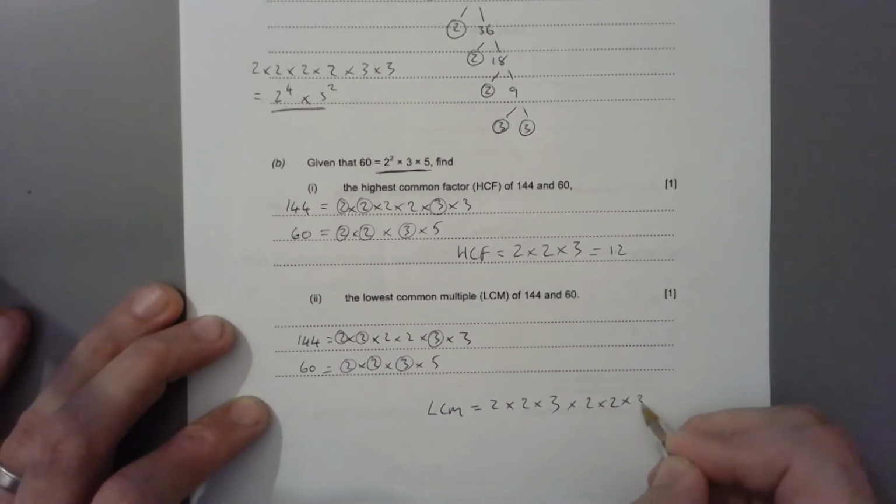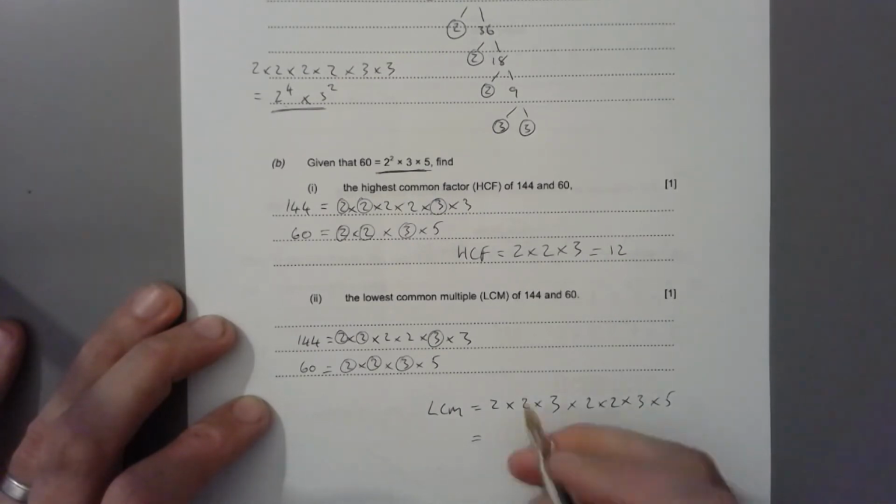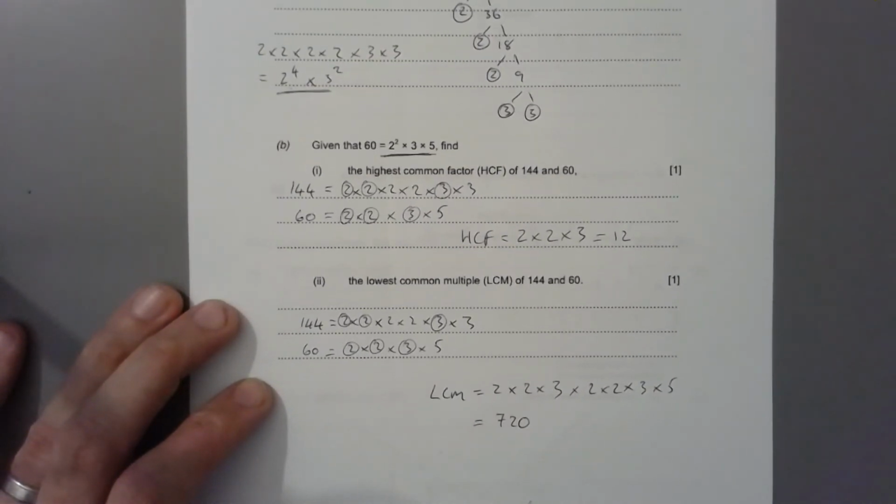2 times 2 is 4, 4 times 3 is 12, 12 times 2 is 24, 24 times 2 is 48, 3 times 48 is 144, and then 5 times 144 is 720. If you're struggling to do those in your head, then you can do some side working to work that out on a non-calculator paper.